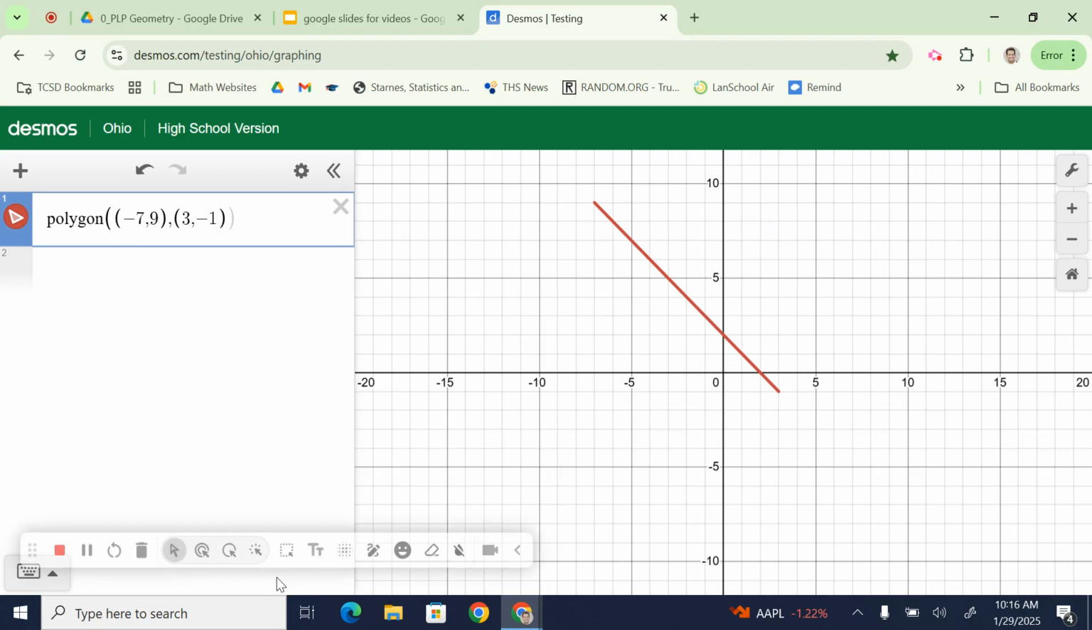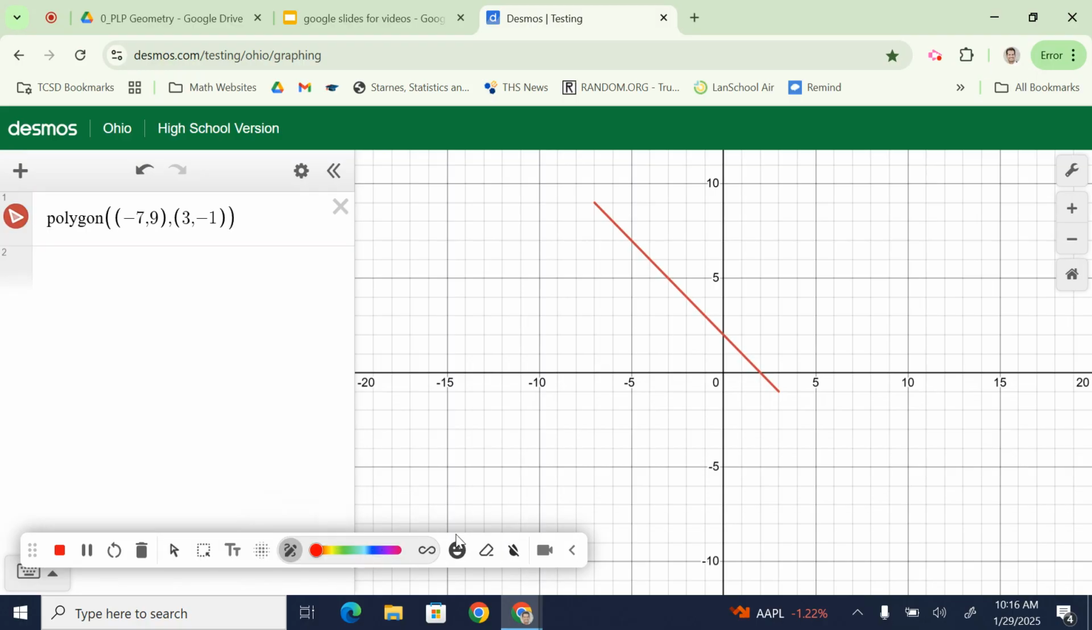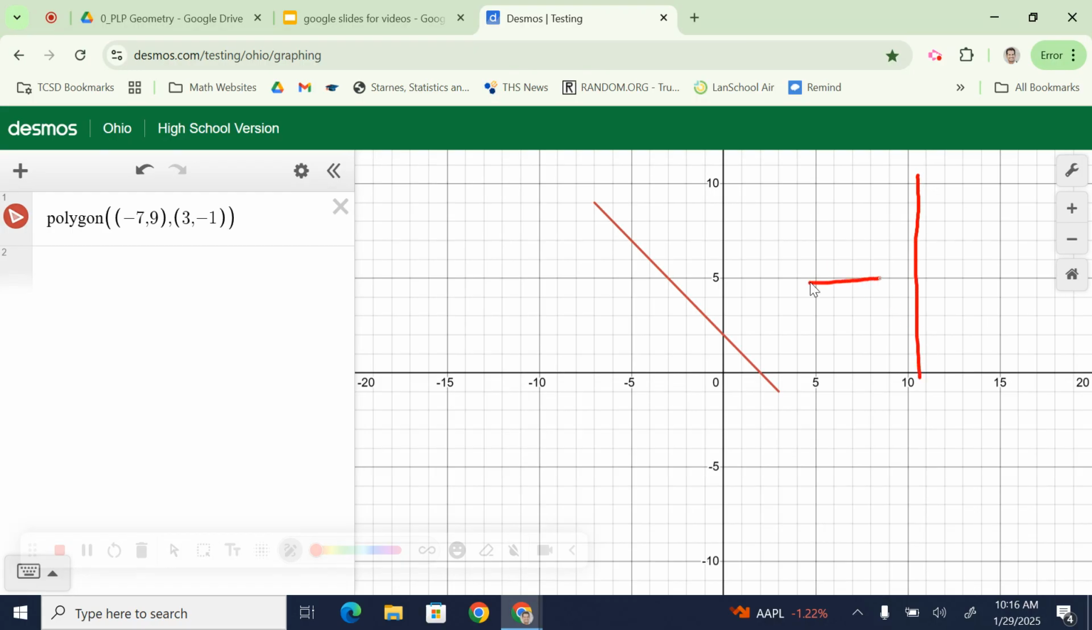Okay, so again, on my notes, I would do the exact same thing, right? I'm going to do it right up here because I can. So I would find the space. So I would go -7, 2, 3, 4, 5, 6, 7.